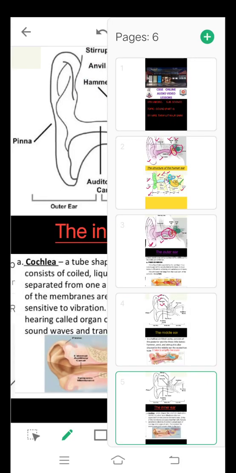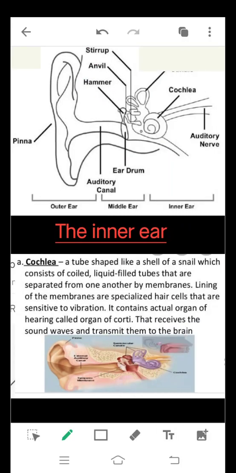Now what happens in the inner ear? Here what is present is the cochlea, this part. This is a tube shaped like the shell of a snail, which consists of coiled liquid-filled tubes that are separated from one another by membranes. Lining the membranes are specialized hair cells that are sensitive to vibration. It contains the actual organ of hearing, called the organ of Corti, that receives the sound waves and transmits them to the brain. Now, how do they transmit?